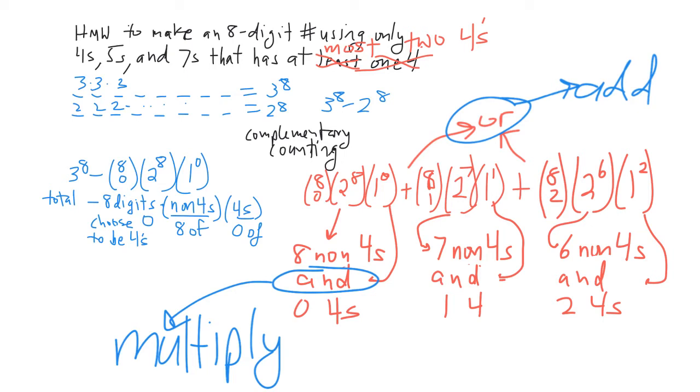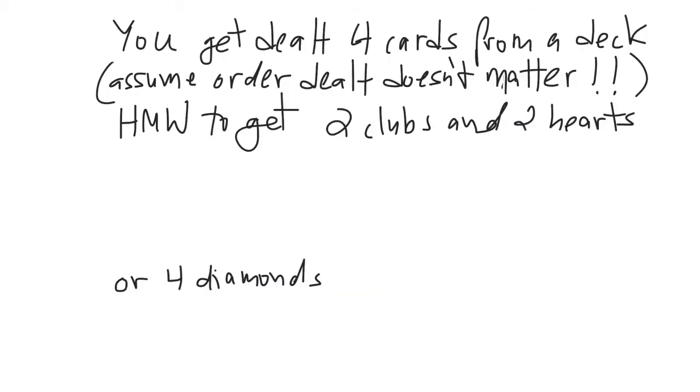Also, what we're saying is that if you use the word "and" in describing something, for instance, you're going to get 8 non-4s and 0 4s, then you are talking about multiplication. If you're using the word "or" to describe something, so you're going to get this 8 non-4s and 0 4s, or you're going to get these 7 non-4s and 1 4, then you are talking about adding something. That'll be very important in this unit.